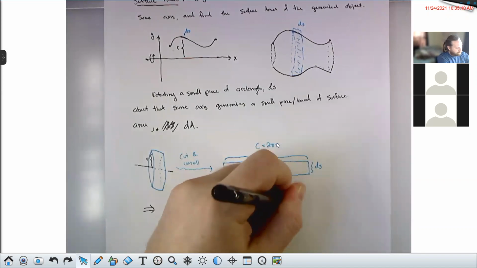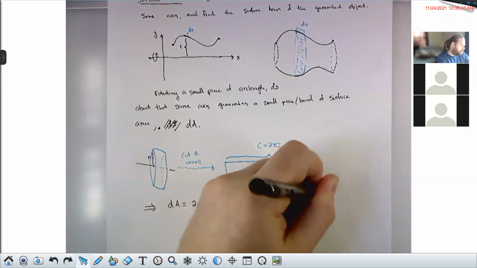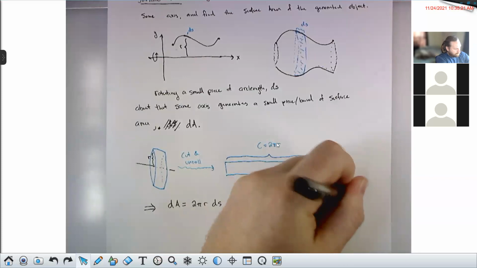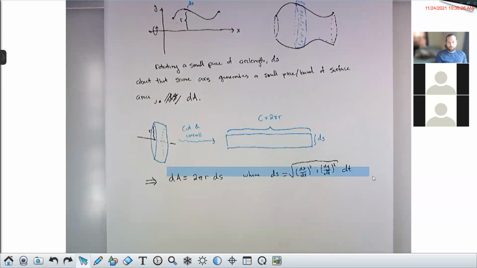That's the square root of (dx/dt) squared plus (dy/dt) squared, dt. And this is as nice a formula as it gets, unfortunately. The radius could be different things depending on what you're rotating about. It could be y, it could be x, it could be x minus 2 or y plus 3. There are many ways of writing formulas like this, but this is the most general.